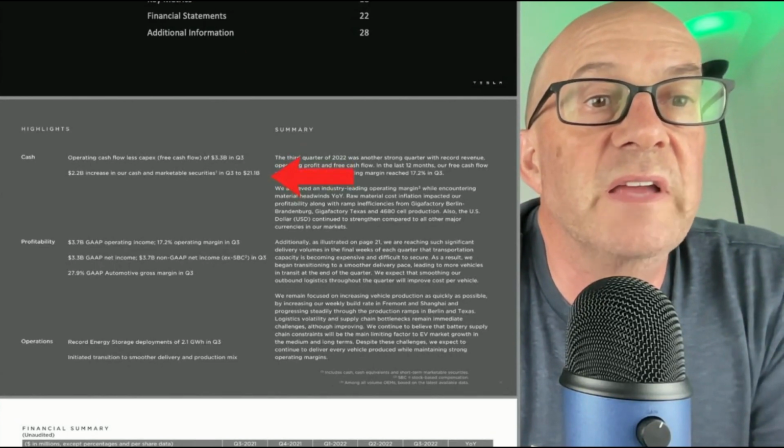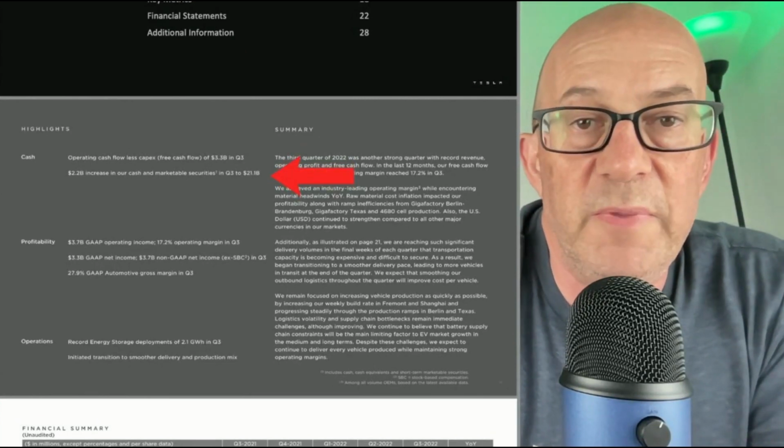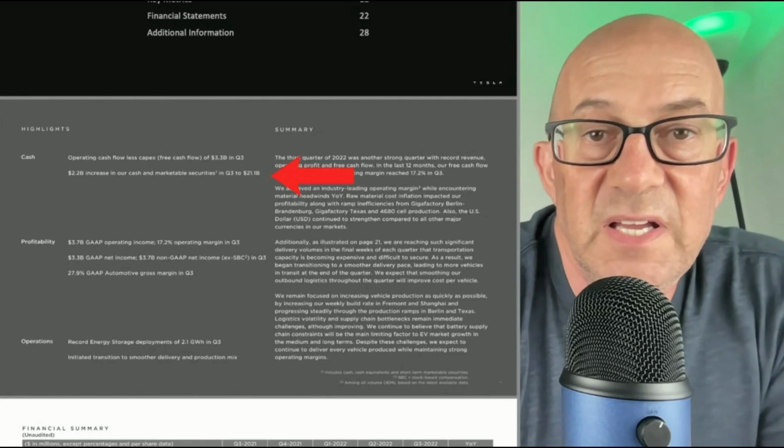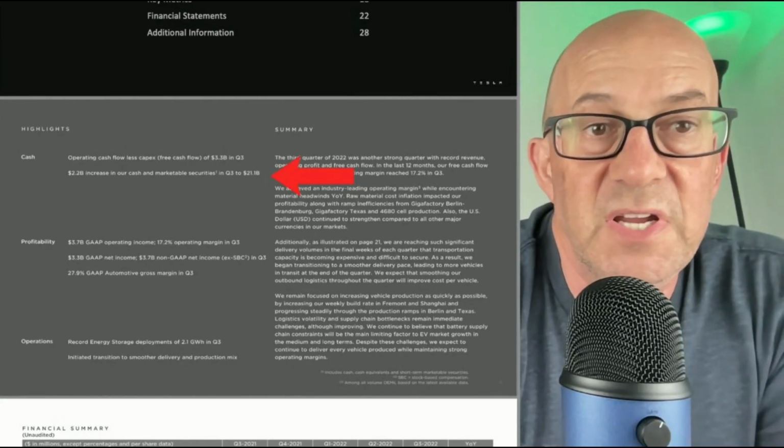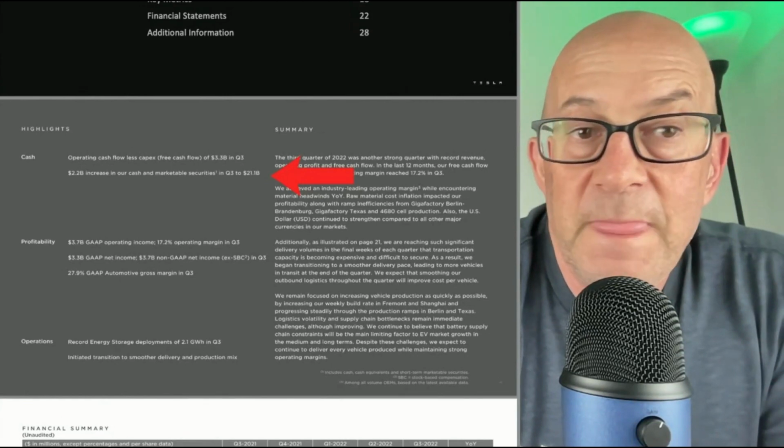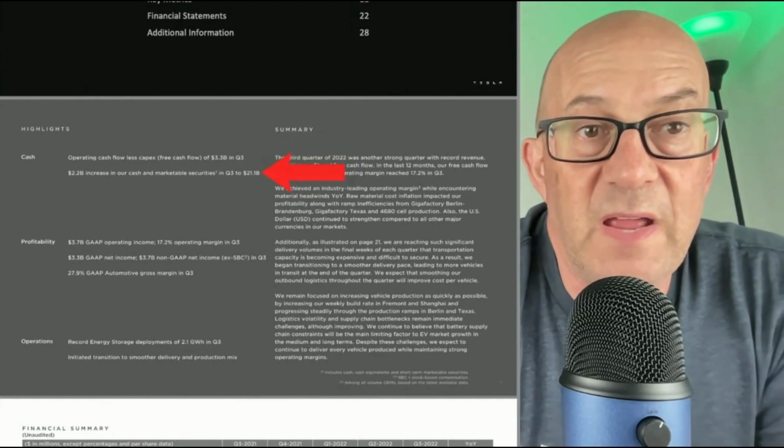$2.2 billion increase in cash and marketable securities to $21.1 billion. This is Tesla's cash pile. Tesla had over $21.1 billion in cash at the end of Q3. With free cash flow coming in, we should expect this number to grow.